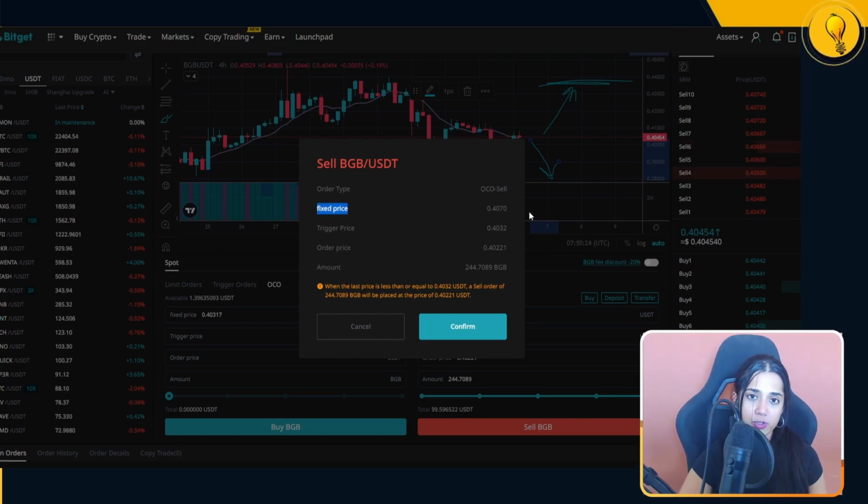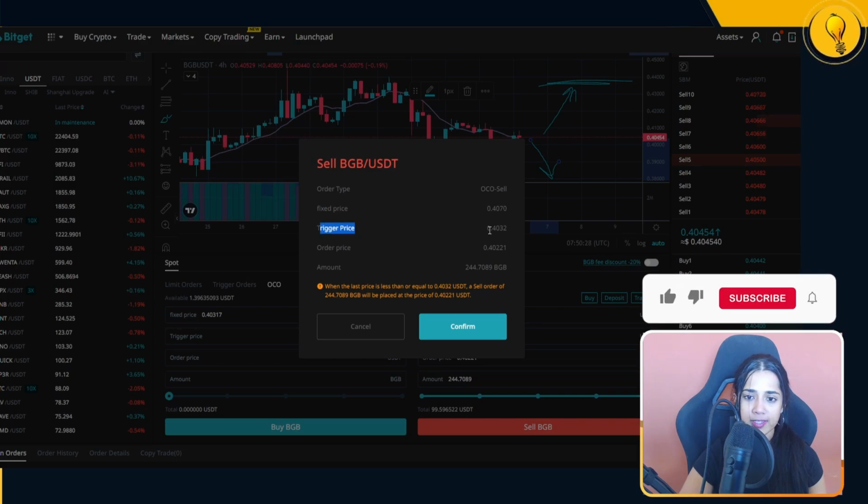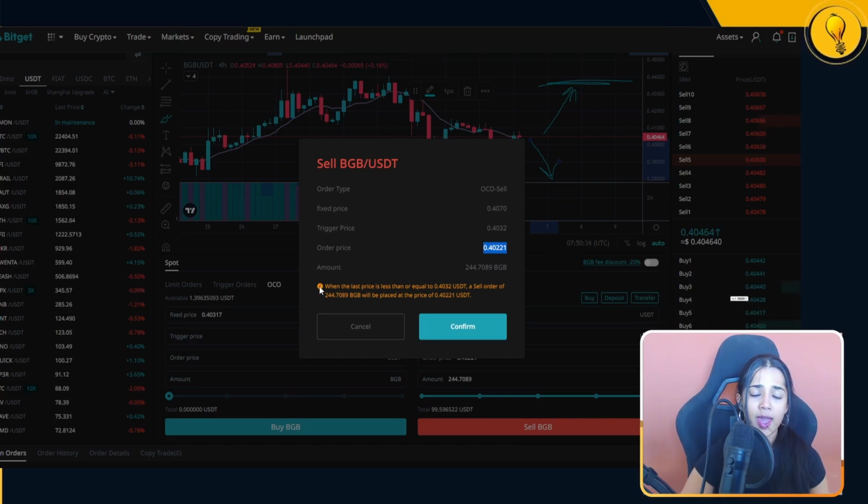My fixed price, which is also my take profit, is at 0.407. My trigger price is at 0.403, and order price is at 0.402, essentially confirming all the numbers with you. It also gives you a little disclaimer telling you exactly what you're about to execute. It says when the last price is less than or equal to 0.4032 USDT, a sell order of 244 BGB will be placed at the price of 0.40221.